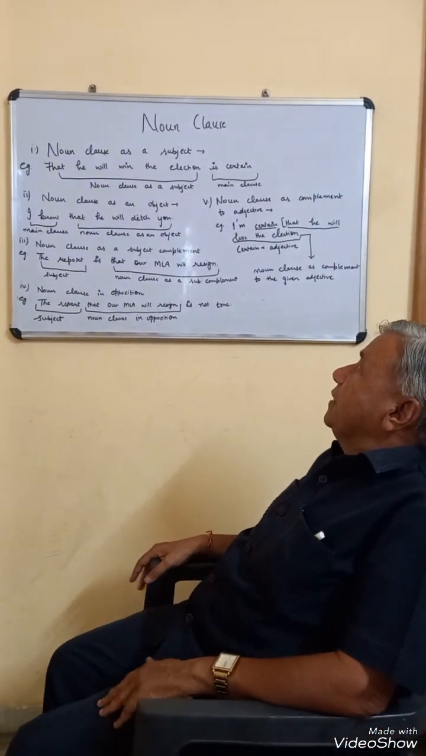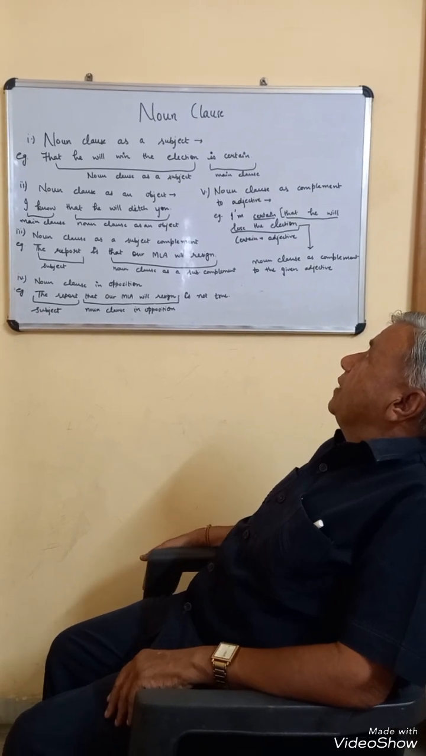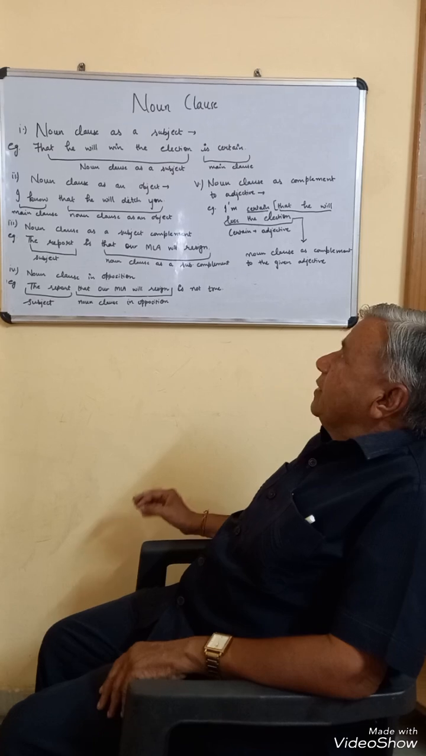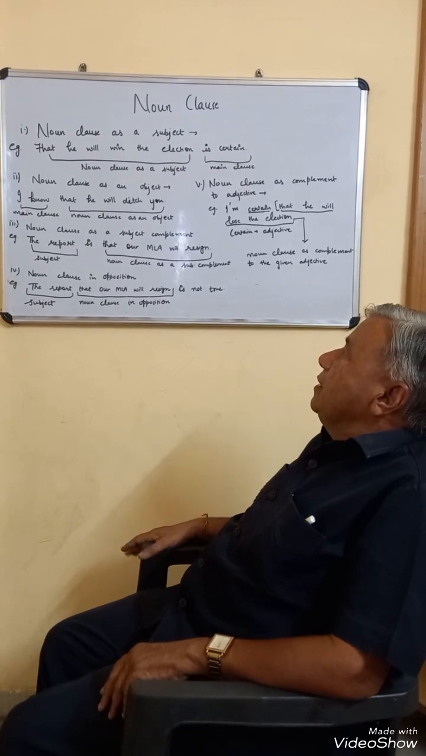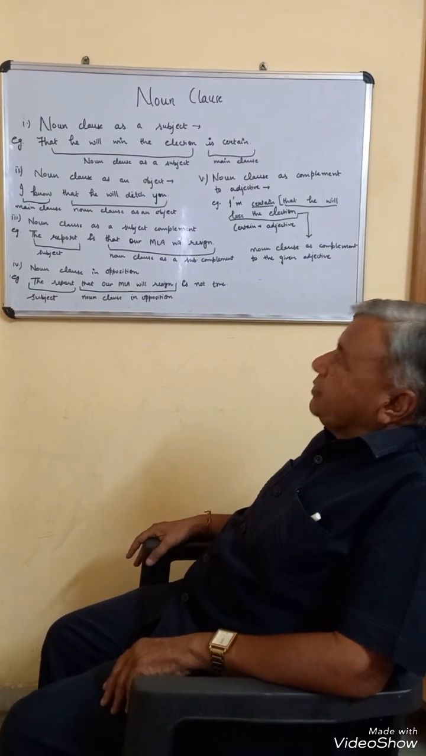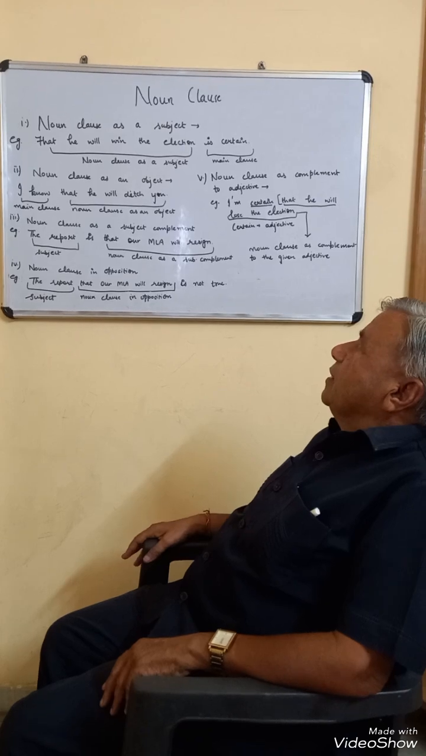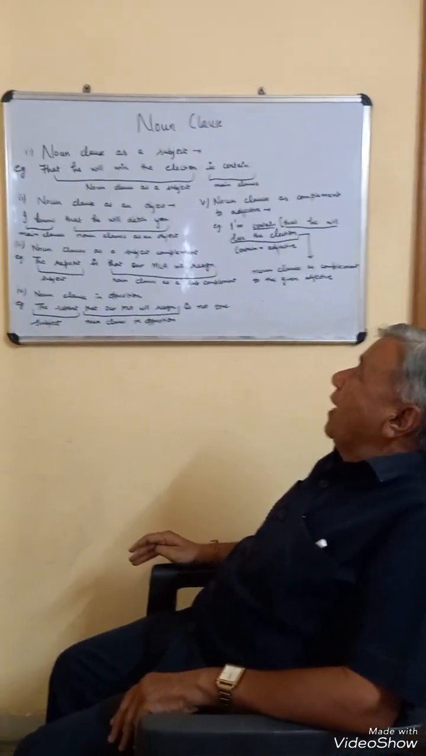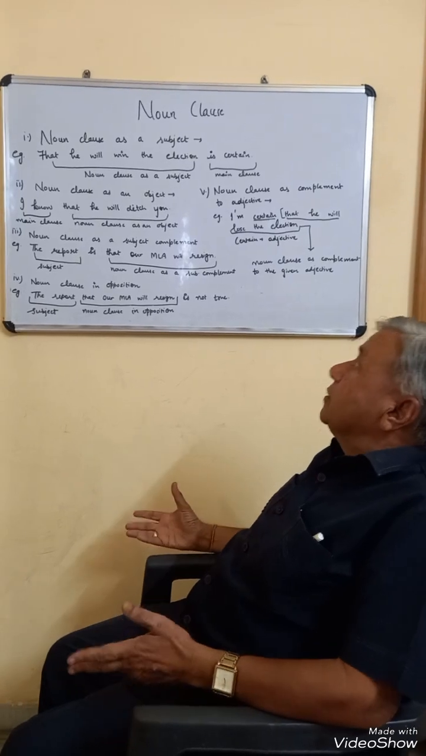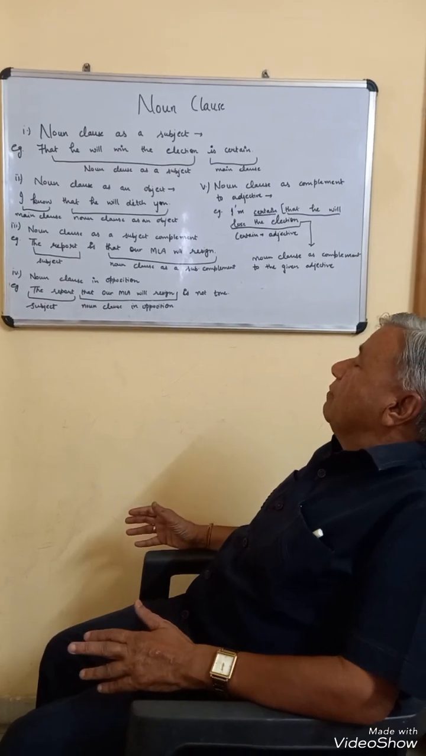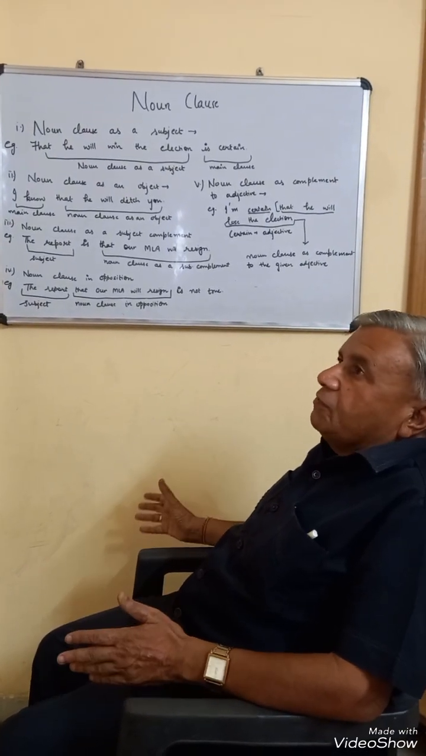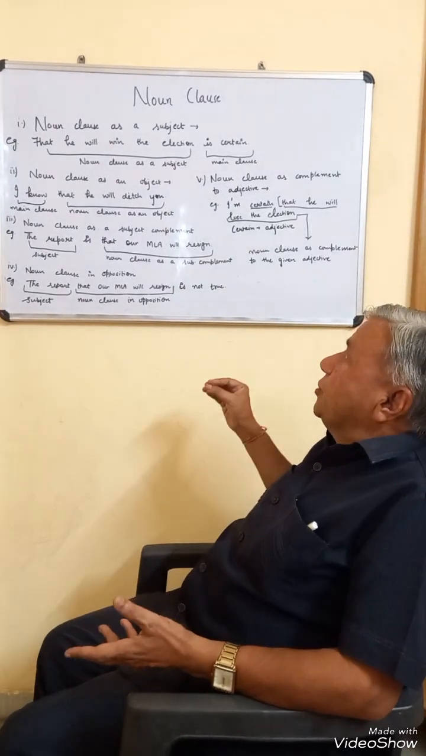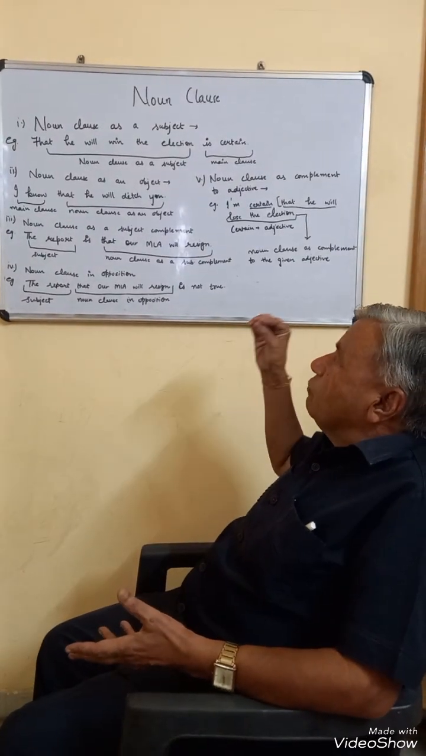Just see the first sentence: that he will win the election is certain. In this sentence, that he will win the election is a noun clause as a subject, and is certain is a part of the main clause. When we ask the question what from the verb, the answer to this question is always a noun clause.